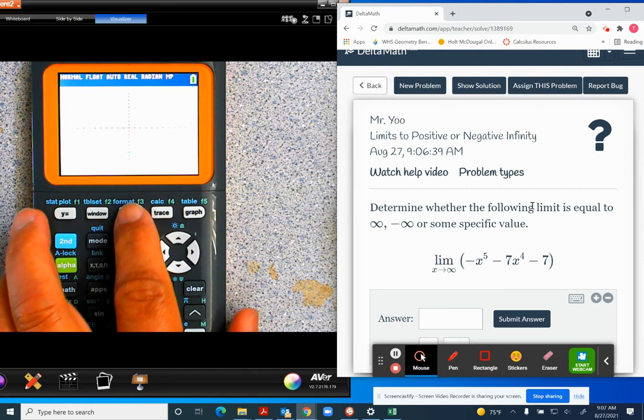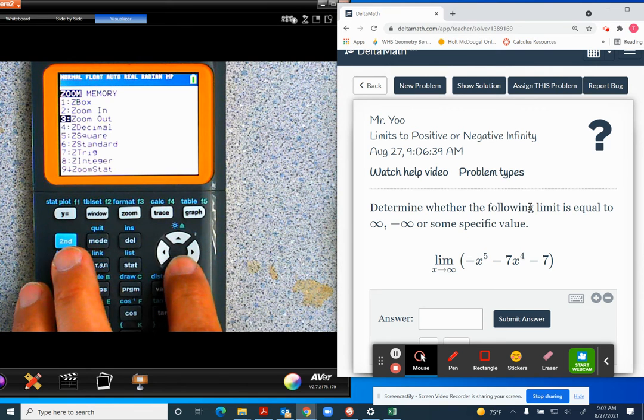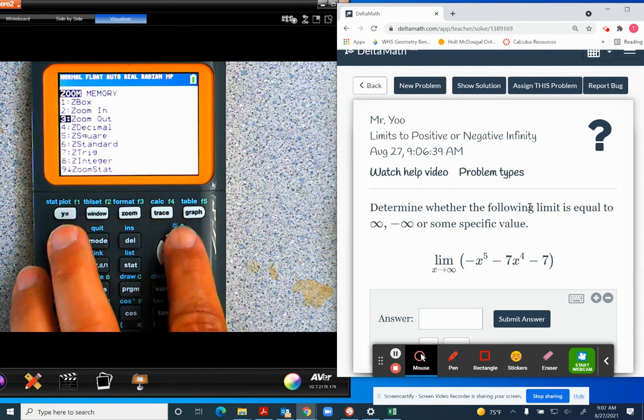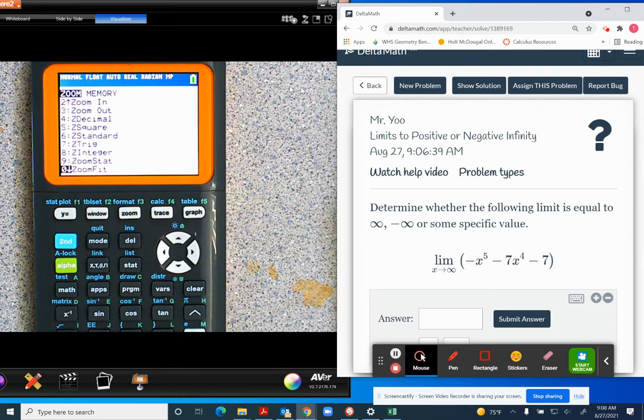Alright, so let's see what's going on. You can even use Zoom Fit if it doesn't show it well. If you go all the way down to Zoom Fit, the calculator will determine how wide the window should be so that you can see a better graph.